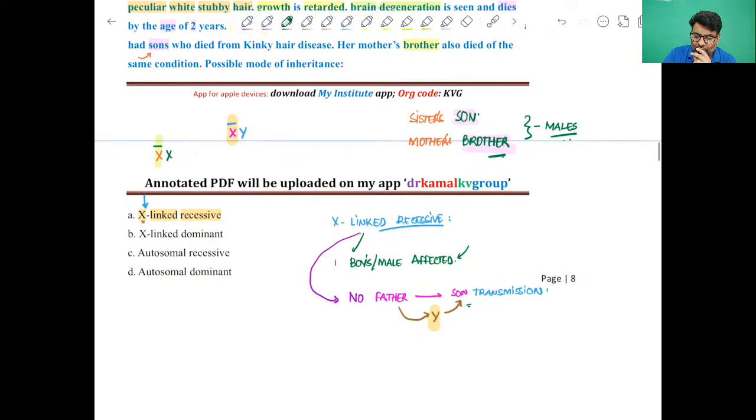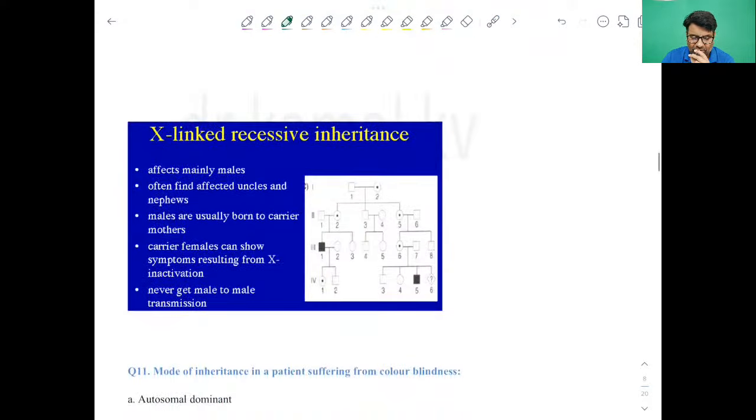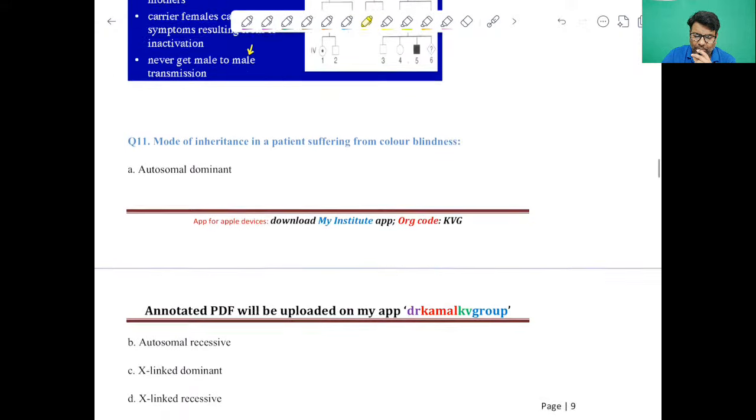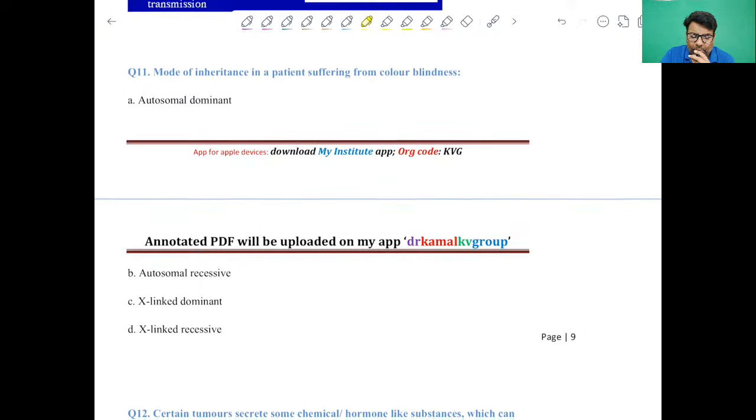So if you find any of these two facts, most likely the pattern of inheritance is XLR, X-linked recessive, right? So it mainly affects males and never has male to male transmission, that is father to son transmission. Now, what is the mode of inheritance in a patient who is suffering from color blindness?